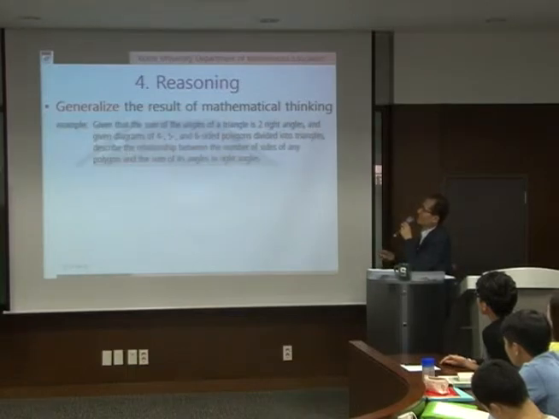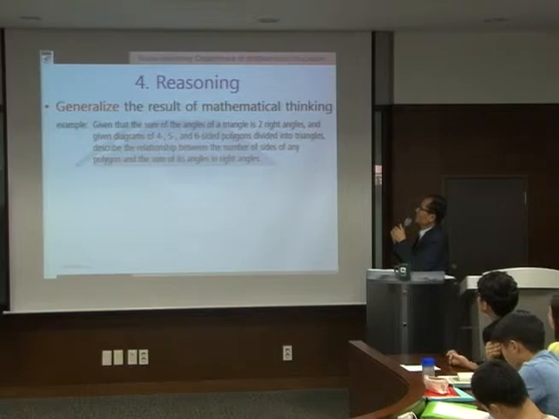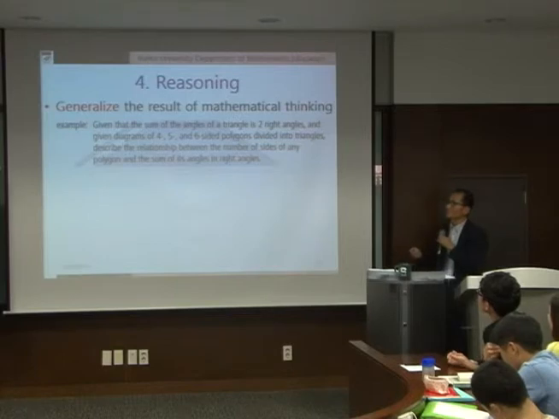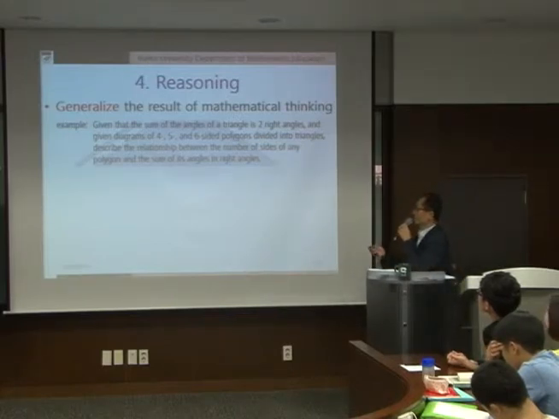For instance, given that the sum of the angles of a triangle is two right angles, and given diagrams of 4-, 5-, and 6-sided polygons divided into triangles, describe the relationship between the number of sides of any polygon and the sum of its angles in right angles. This is one of the good examples of the generalization issue.